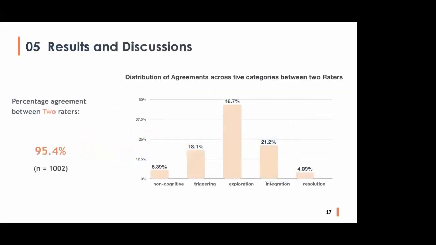So here come the results. They reached 95.4% agreement between these 2 raters, and the sample data is 1,002, as I mentioned. And the right figure shows the distribution of agreements across 5 categories between these 2 raters. As we can see, the highest proportion is exploration, the second one.